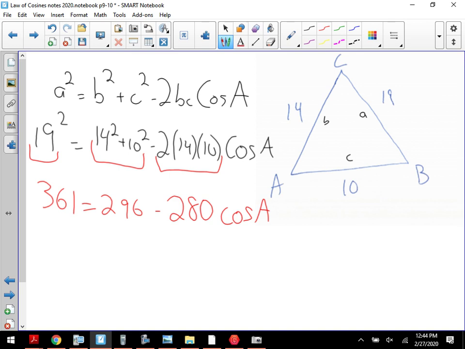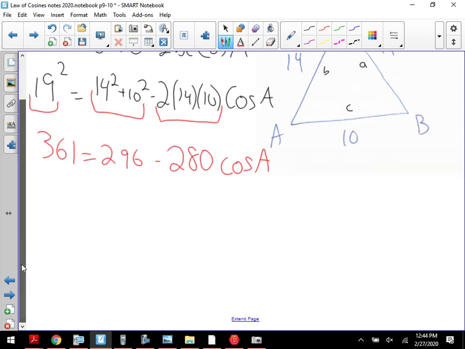And remember, when you have this set up, you cannot combine these two, okay? Because there's a variable with the cosine. You cannot combine those two. It will be wrong. If you were doing that, you were getting domain errors, and that's why everything was wrong. Okay? You cannot combine those parts. You have to work backwards out of this. You have to subtract the 296 first.